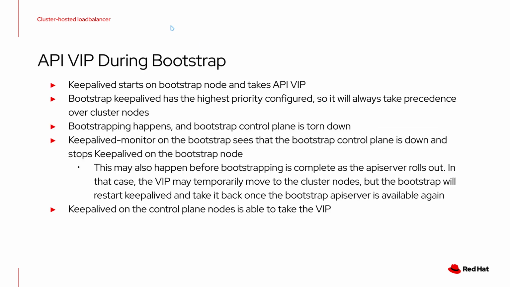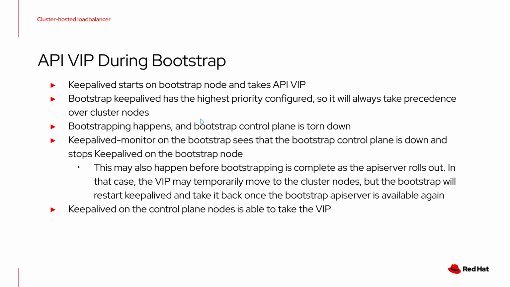Another thing that's a little bit complicated with this is how the API VIP behaves during bootstrap. What's going to happen first is that keepalived will start on the bootstrap node, and it will take the API VIP because it's the only node that's running. The bootstrap keepalived, though, also has the highest priority configured of any of the nodes, so it's always going to take precedence over the cluster nodes. And so that means that the API VIP is going to stay on the bootstrap node as long as possible.